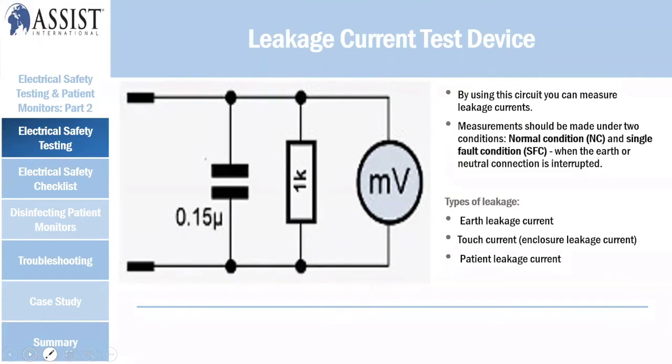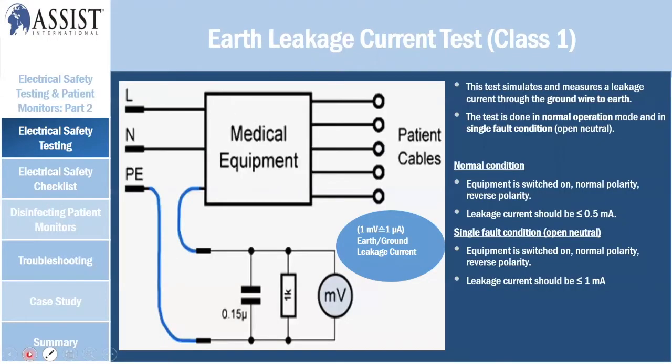And earth leakage current test, class 1. Normally you need to do the connection such a way from PE to the equipment ground, and then measure your MV, which represents your multimeter. So you are checking your ground wire to earth. These are done in normal operation and single fault operation.